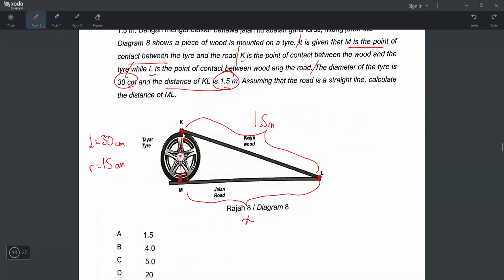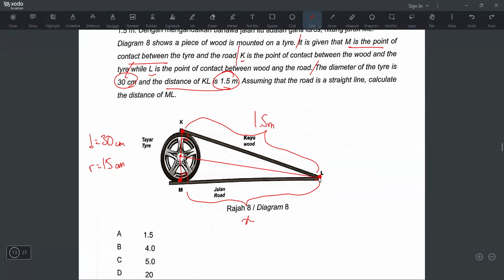But I'm not sure whether this line is collinear or not. Collinear means segaris, but I don't think it's segaris lah. Yeah, I think this is a bit senget. So we don't actually know. But what we can do is draw a line here that separates them. Then we get a right angle atas and right angle bawah already.